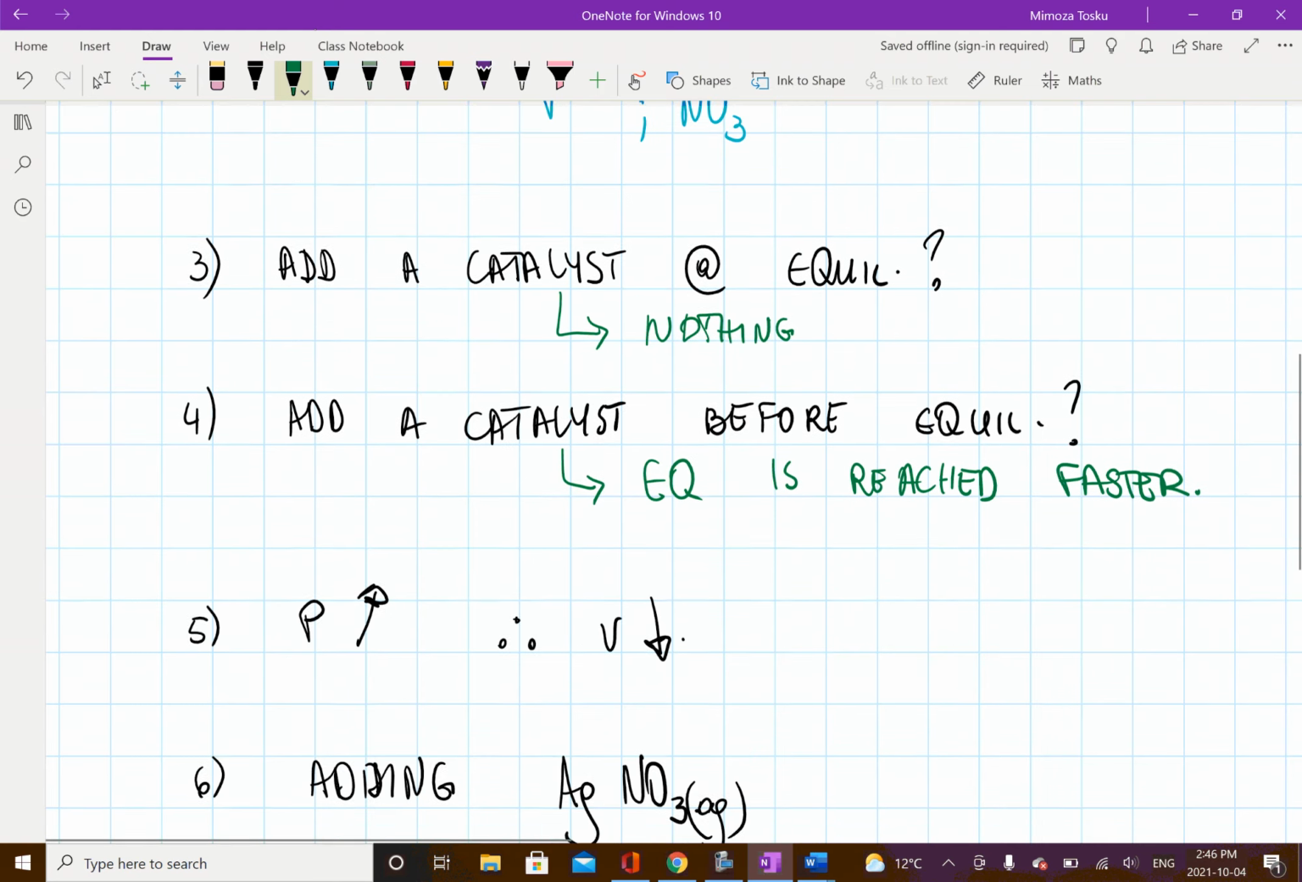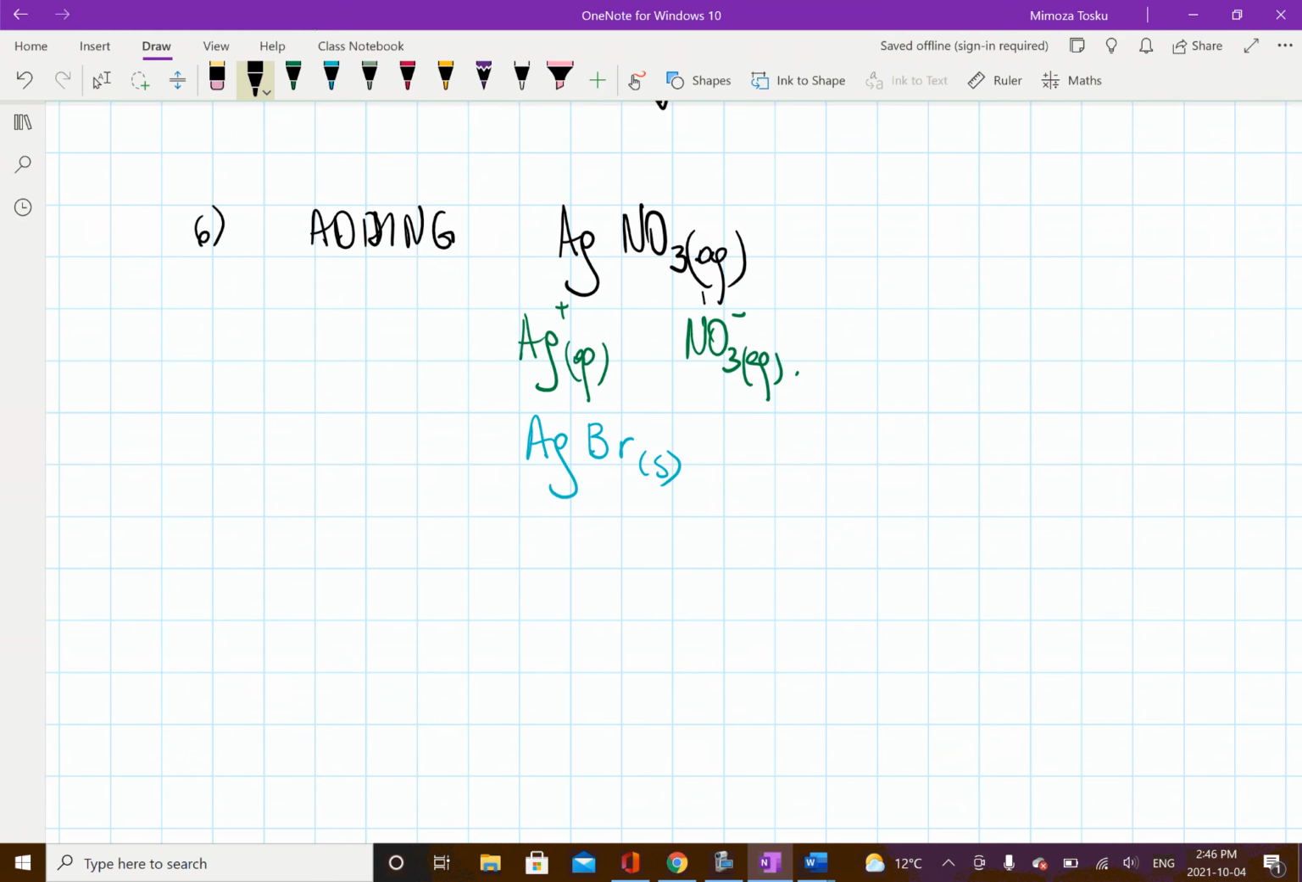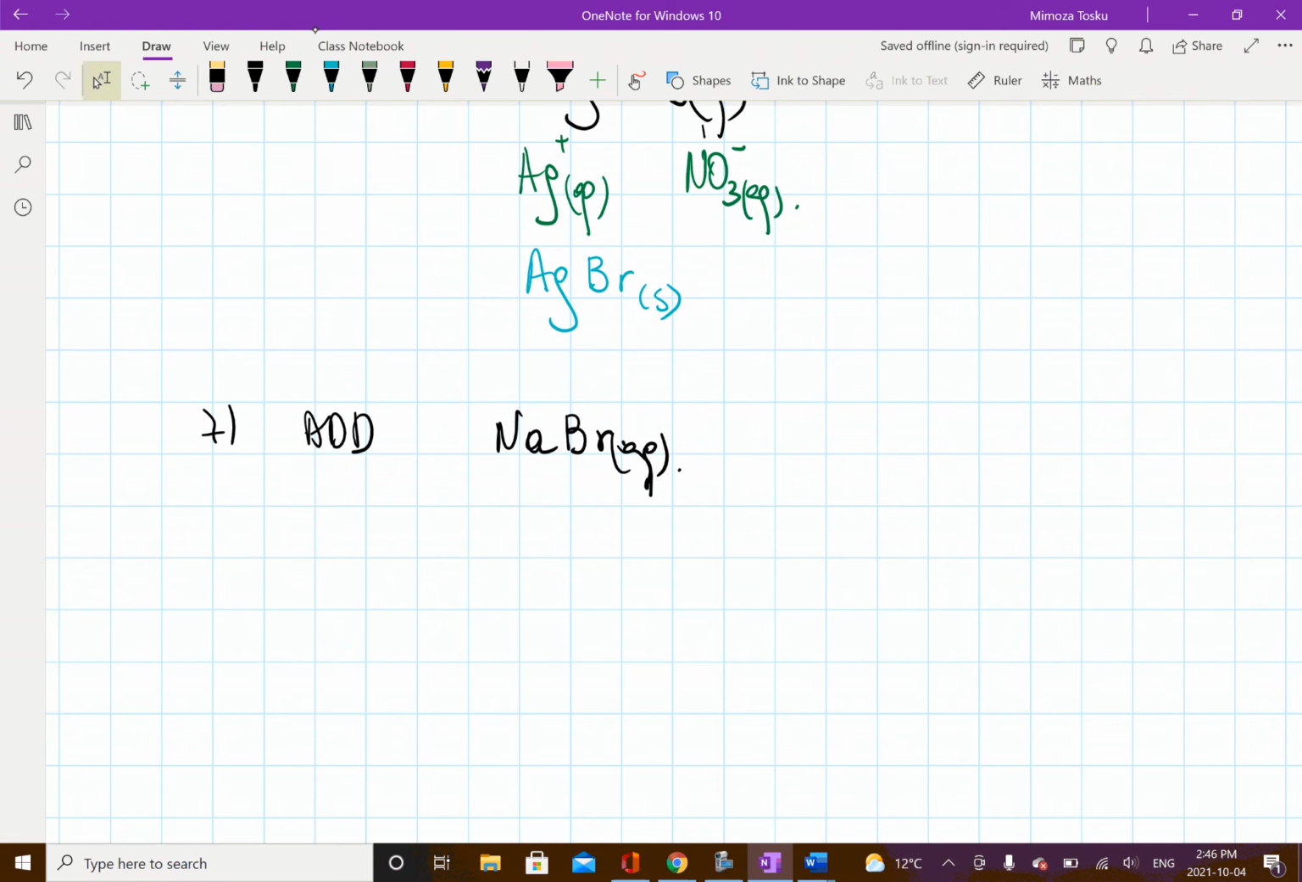Now, what effect will there be if we add sodium bromide to the aqueous solution in the flask? When we add sodium bromide into the solution, what we see is actually two ions, because sodium bromide is dissociated into sodium and bromide.